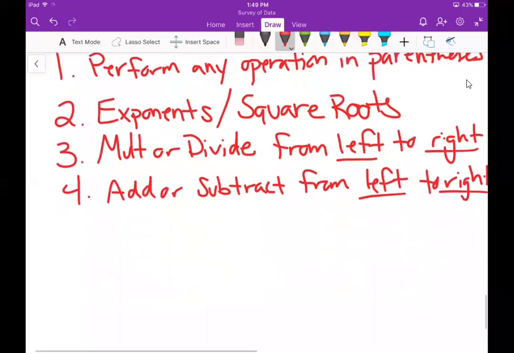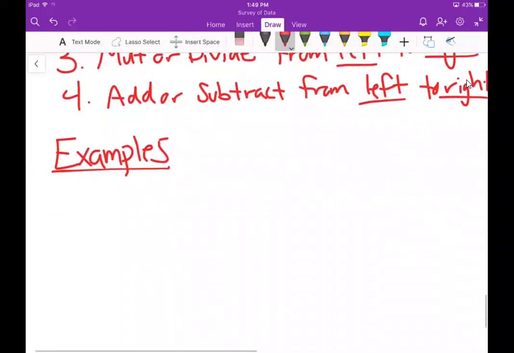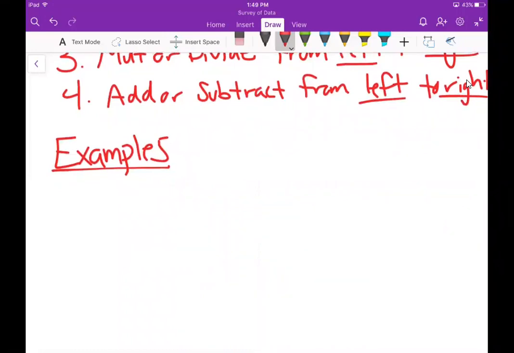Okay, so let's do some examples. These are some good ones to go through. This is not exhaustive because we can have so many different combinations of operations, right? But just some examples to look at here. So the first one I want to do is, how do we solve 3 times (5 minus 1)?